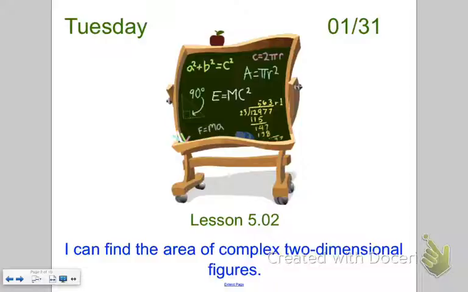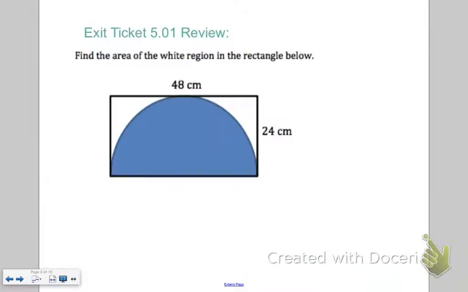Today is our second lesson on finding the area of complex two-dimensional figures by finding the area of each shape that makes up that figure. So we're going to begin today by going over yesterday's exit ticket.